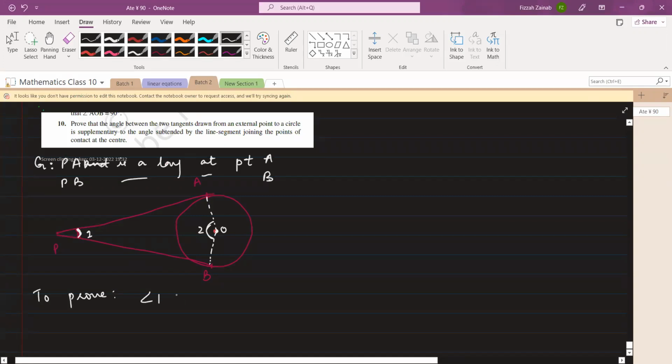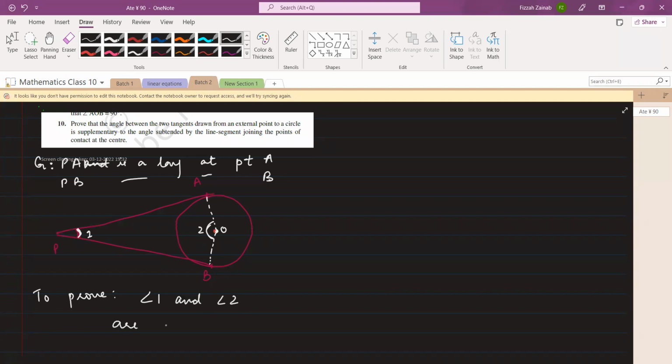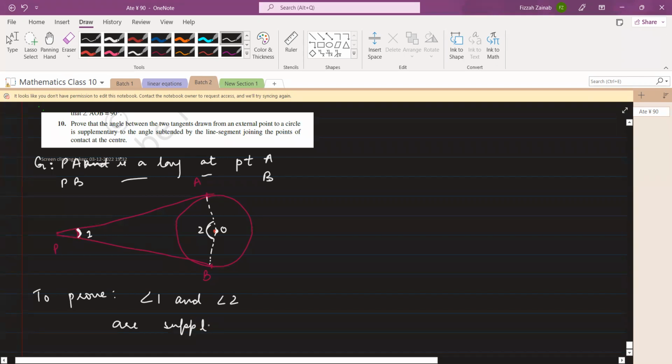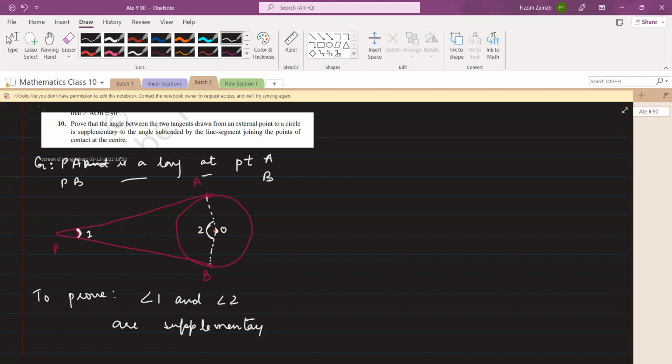That angle 1 and angle 2 are supplementary. Supplementary means their sum is 180 degrees. So this question is easy, right? If I just call it angle 3 and I call it angle 4, right?